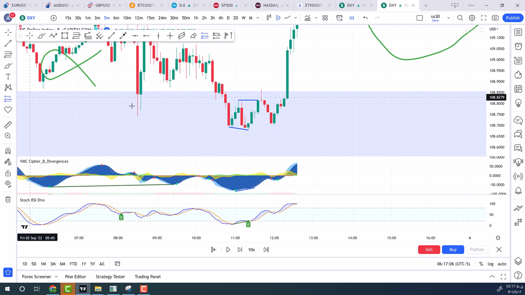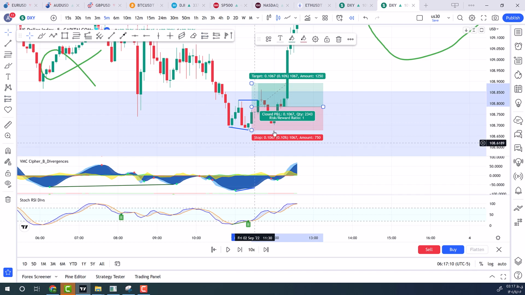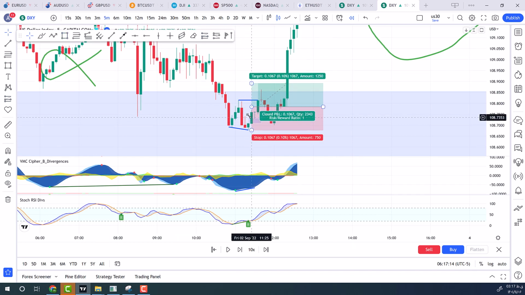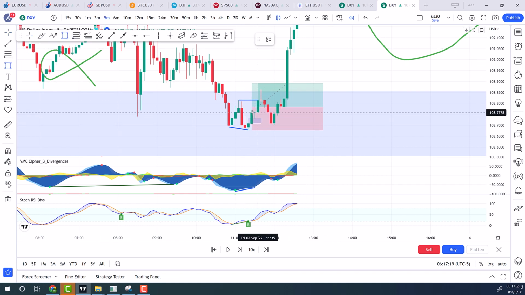So where is our entry? It is going to be on the first imbalance or the second imbalance. The imbalance is the place between the first and third candle. That is pure body. We have an imbalance here and we have an imbalance here.